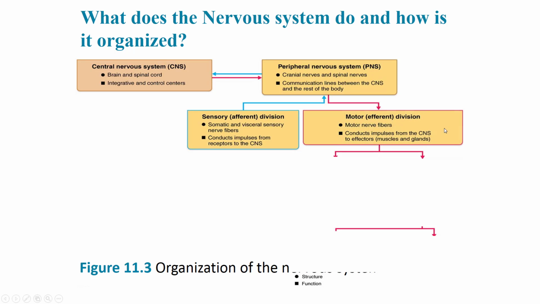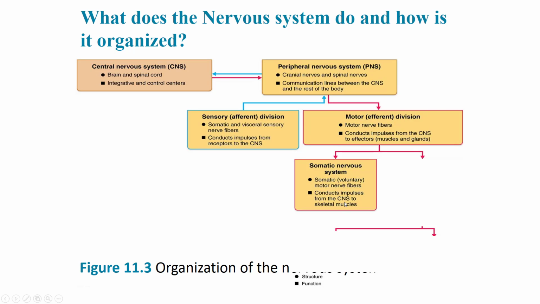And right here, you have your motor division. These would now be conducting impulses from your central nervous system down to the effector organs, the muscles and the glands. And we divide this motor or effector division again into two. You have your somatic nervous system, which is voluntary. These are the voluntary motor nerves.